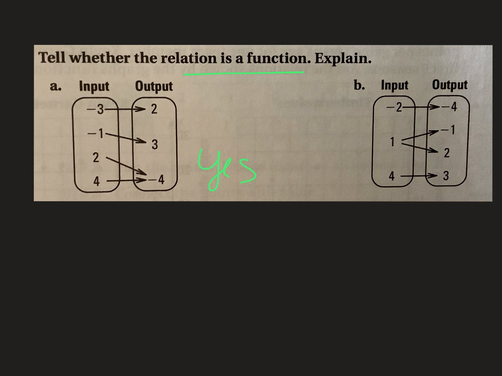The reason is, if you look at all these x's on this side, look at the arrows. The -3 is just going there. The -1 is just going there. The 2 is just going there. The 4 is just going there. So every x is going to one y, or every input is going to one output.